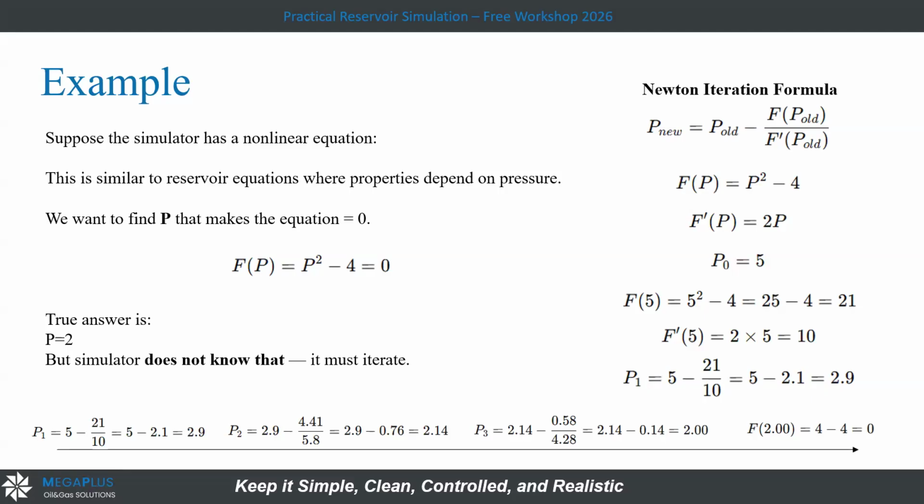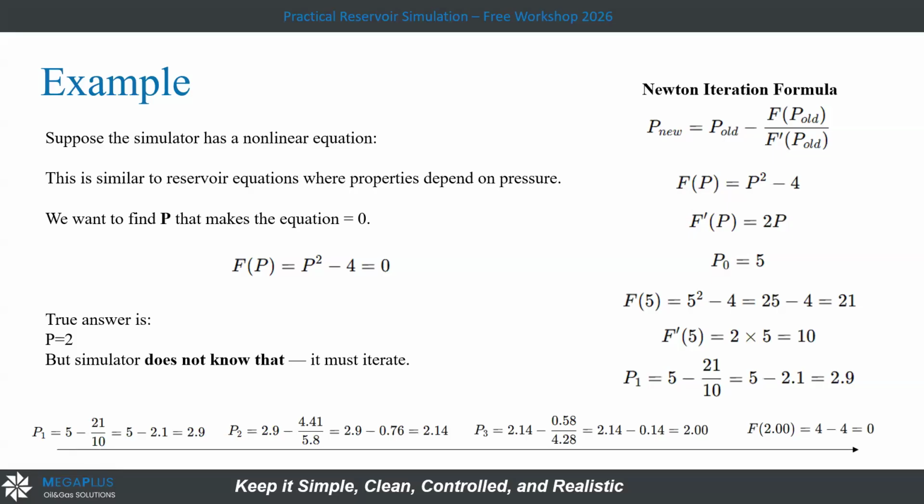Does the simulator work like this? No, because the simulator doesn't know exactly what value it will get. It depends on the neighbor cell, so it must iterate. As an example, if the neighbor cell gives it an input like 5, the simulator will do an iteration. The function at 5 will be 5 squared minus 4, which gives me 21.